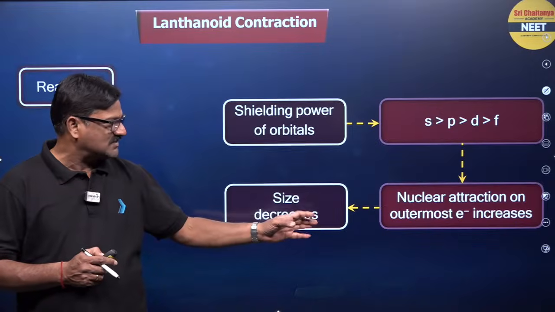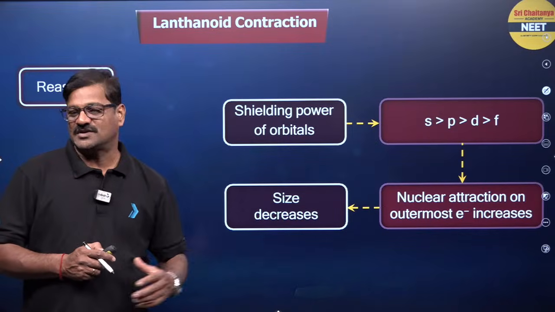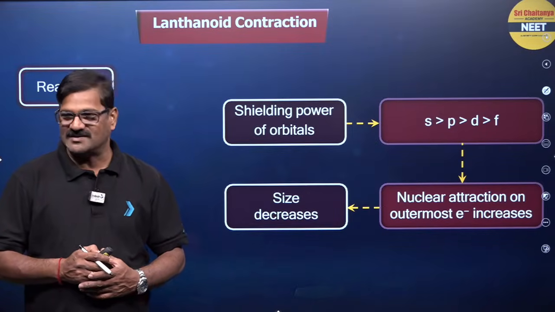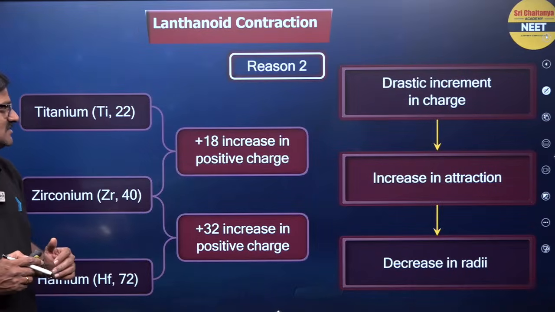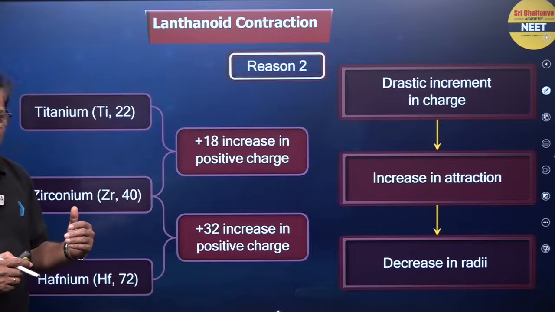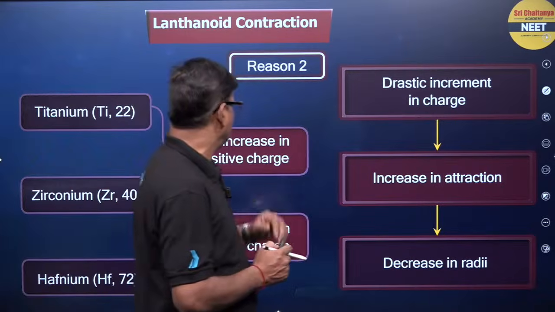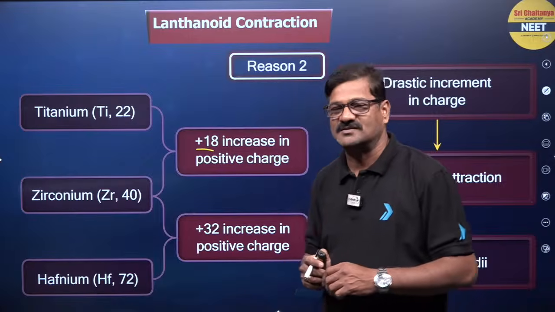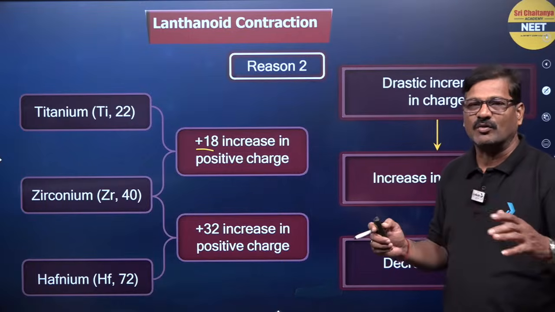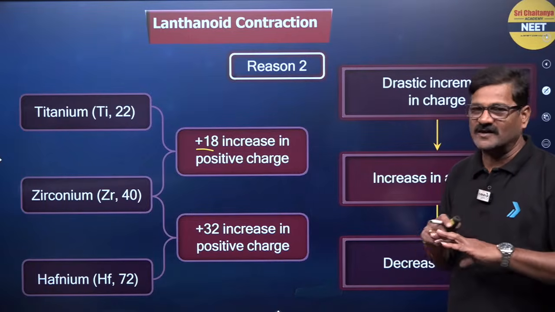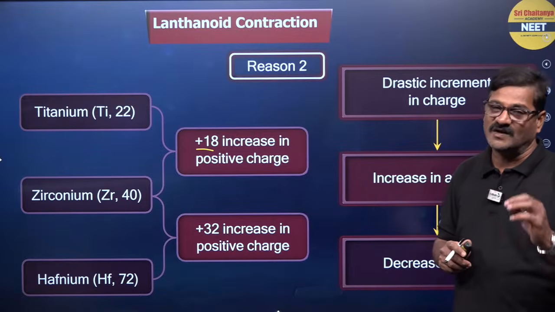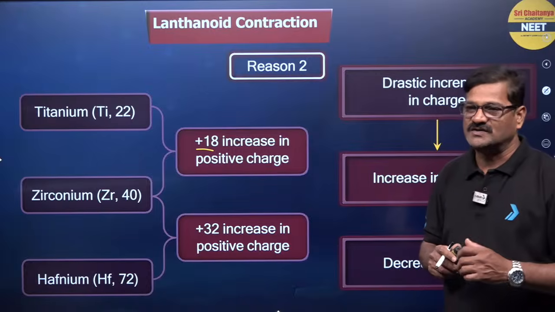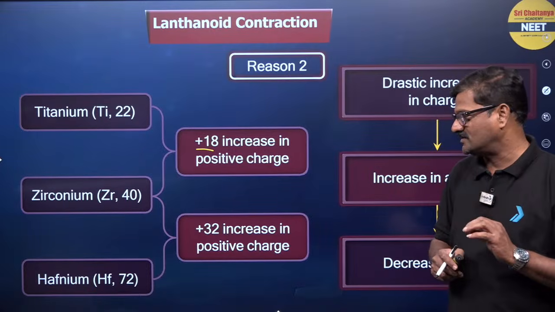So, size decreases, and nuclear attraction on the outermost shell increases. So, that electron comes close to the nucleus, so size decreases. And one more reason: whenever the number of electrons increases, crowding is more, and the screening effect cannot do a good job. That is called imperfect shielding or poor shielding or poor screening effect.